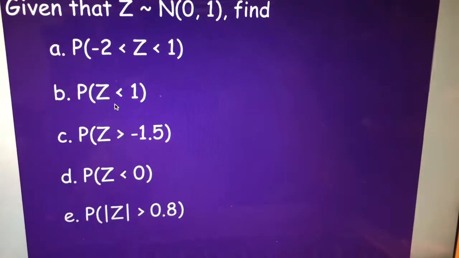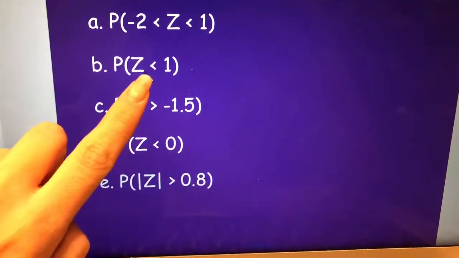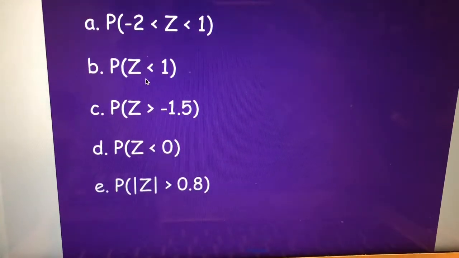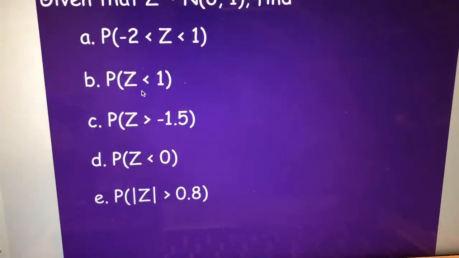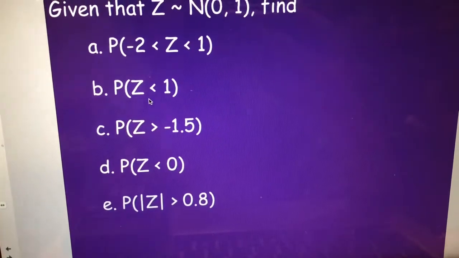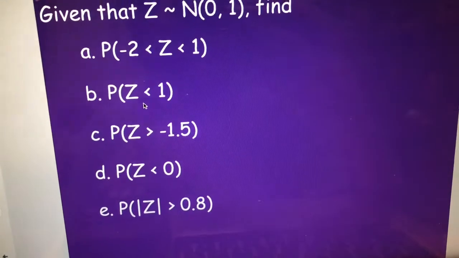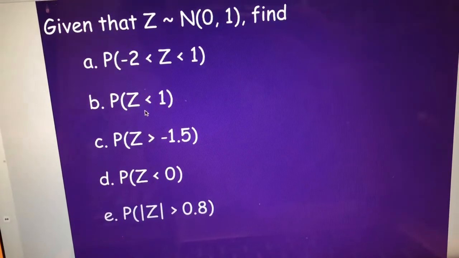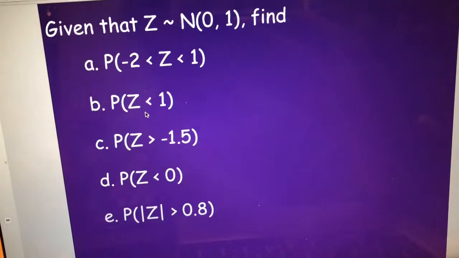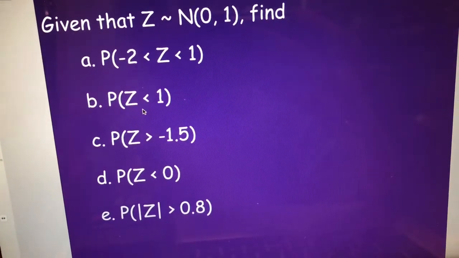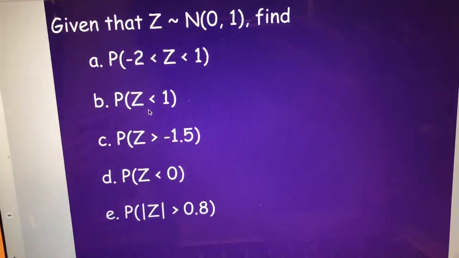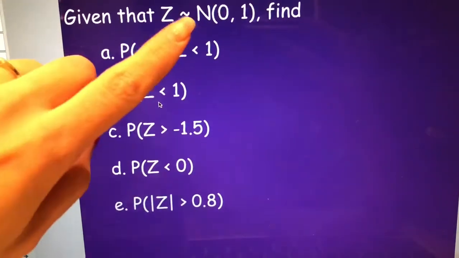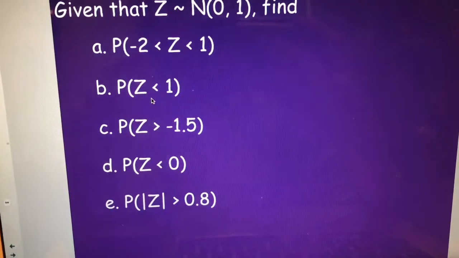For part B here, as you can see, we don't have a lower boundary here. We just have the probability that z is going to be less than 1. So when you use the normal CDF function in your calculator, it calculates the probability that you are going to end up with a value between 2 boundaries. So if we want something less than 1 and we're working with the standard normal curve, we just have to pick a really negative value to plug in for our lower boundary.